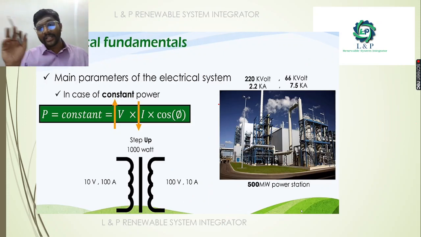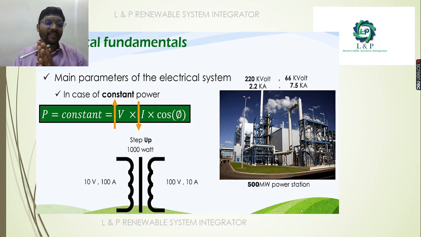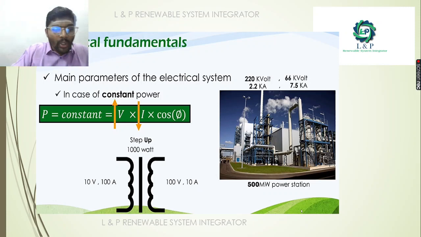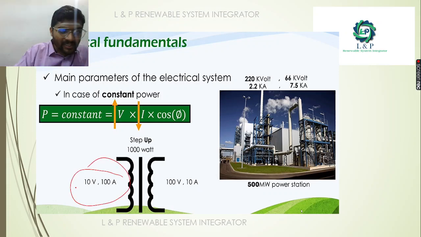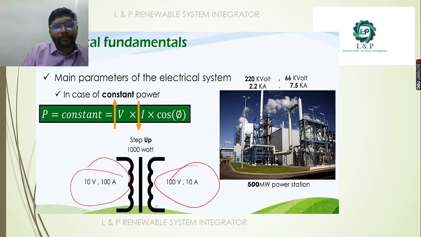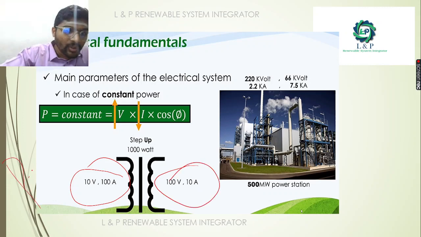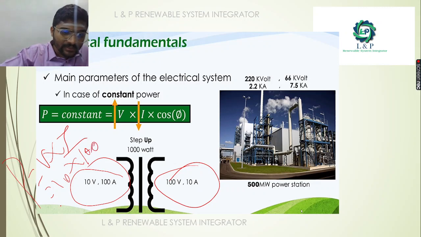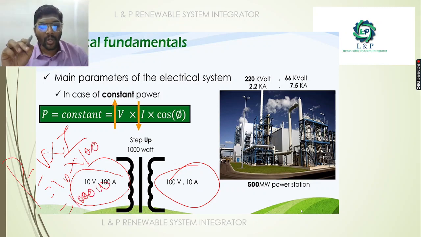Consider a situation where there is a constant power. For example, say you are trying to step up a voltage from 10 volts, 100 amps load current, to 100 volts, 10 amps. We already know it, P is equal to V into I. So here V is the voltage 10, 10 into 100, it will be 1000 watts. So 1000 watts is going to be your load.